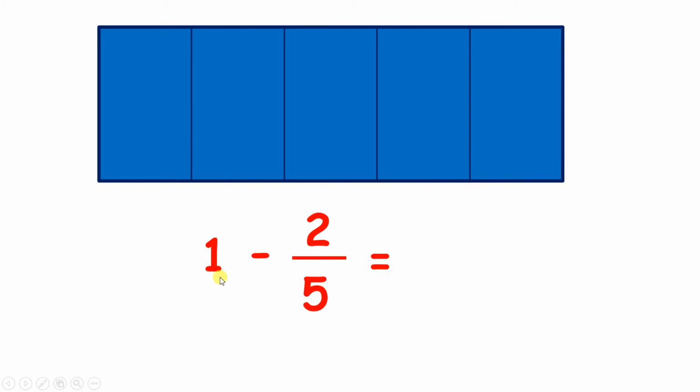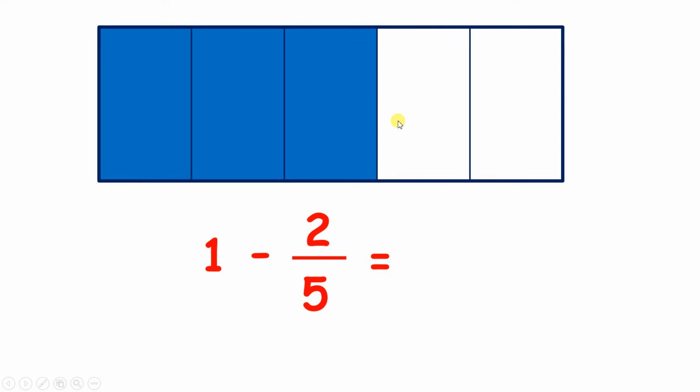Now we have 1 minus 2/5. So if we have 1, we have 5/5. So if we take away 2/5, that leaves us with 3/5.